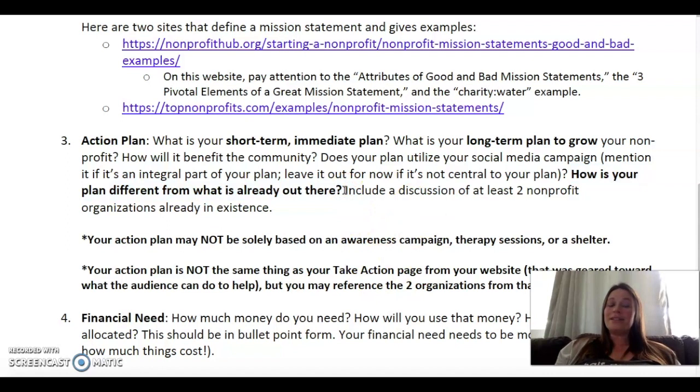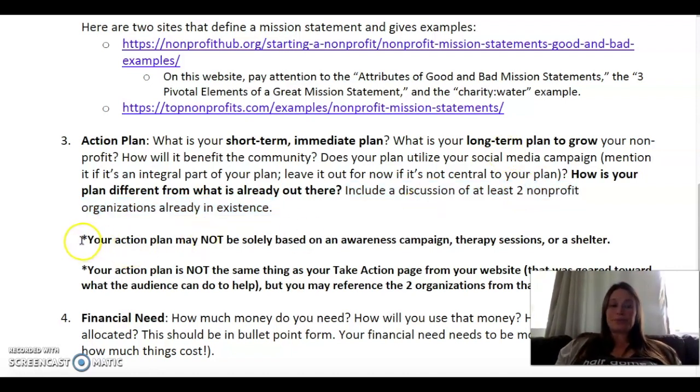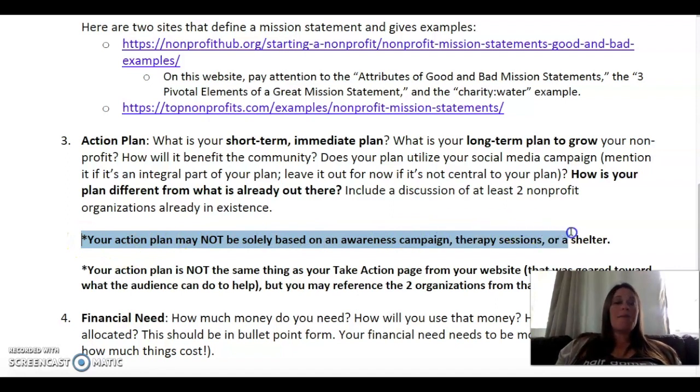And then, again, you can take this from your Take Action page from your website, include a discussion of at least 2 nonprofits that are already in existence. So if you're going to distinguish yourself from what other people are doing, you have to talk about what other people are doing, okay? So you should at least mention 2 nonprofits that are already out there doing things, okay? A couple reminders on your action plan. Your action plan cannot be solely based on awareness, okay? Now remember, if you're going to talk about a social media campaign, awareness can be a part of it.